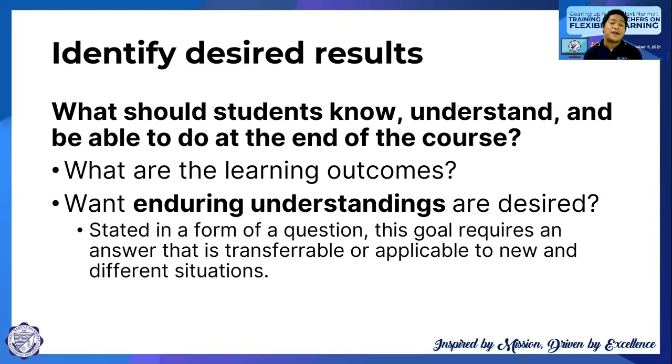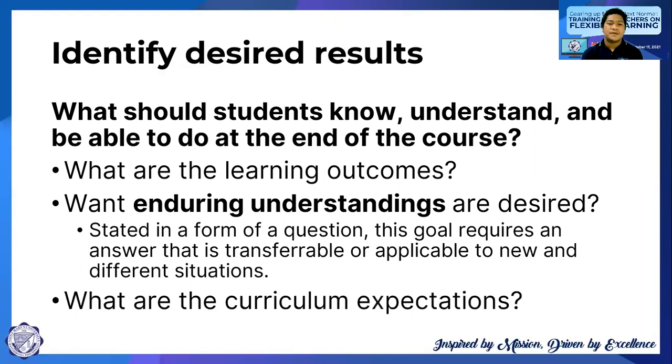Especially in our case that we are trying to produce professionals who will be in the workforce in the future. We need this enduring understanding so that these students may be able to apply this in different situations that they will face in the future. And of course, we could include here what are the curriculum expectations, or it could be possible that what are the graduate attributes. It will include program educational outcomes. They have to be studied as well. Okay? Those are the different desired results that we need to identify.